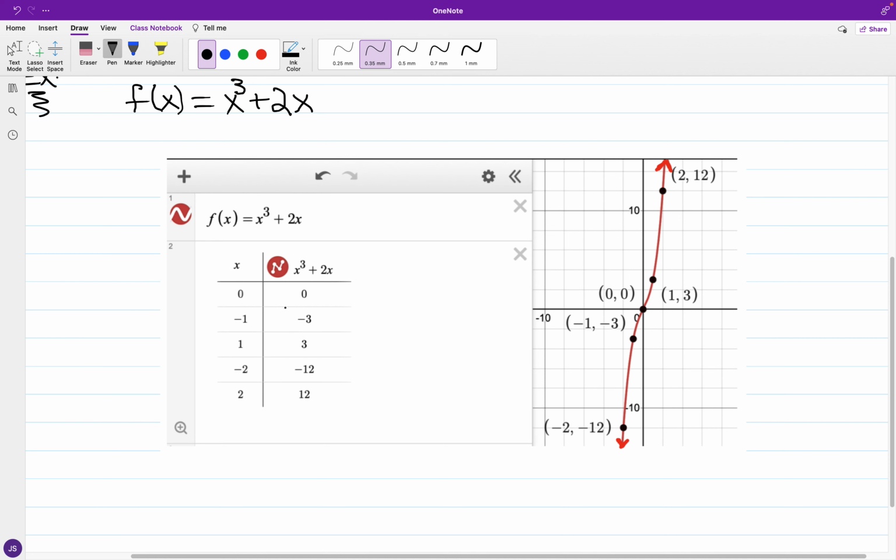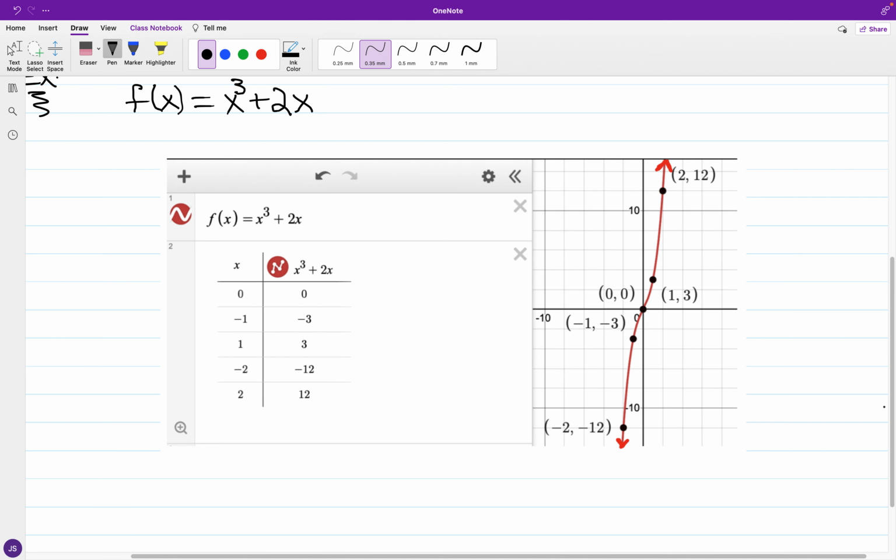And if you notice, opposite sign inputs create opposite sign outputs. So for x at negative and positive 1, when x is negative 1, y is negative 3. When x is 1, y is positive 3. When x is negative 2, the output is negative 12, and when x is 2, y comes out to positive 12. You're going to continue this pattern. If you have negative and positive 3, your outputs are again going to be additive inverses. So this is what we have in the case of an odd function.